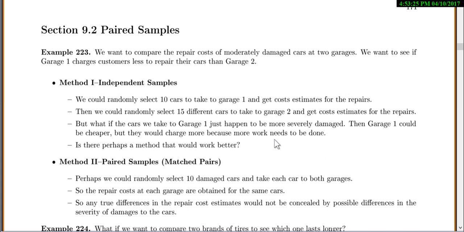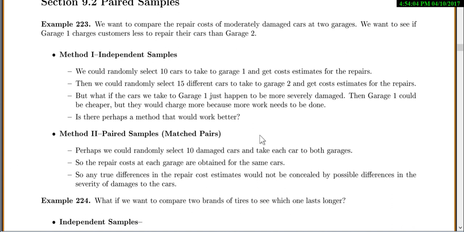So there is a method that works better, which is called paired samples, or sometimes called matched pairs, depending on which textbook you look at. And so for this one, you could randomly select, say, 10 damaged cars and take each car to both garages. So the repair costs at each garage are obtained for the same cars. So each garage looks at the same car, so you know that you're not changing the cost based on how much damage there is, because each car has the same damage when it goes to each of these garages. Okay, and so that gives you the true difference in the actual cost based on the garage.